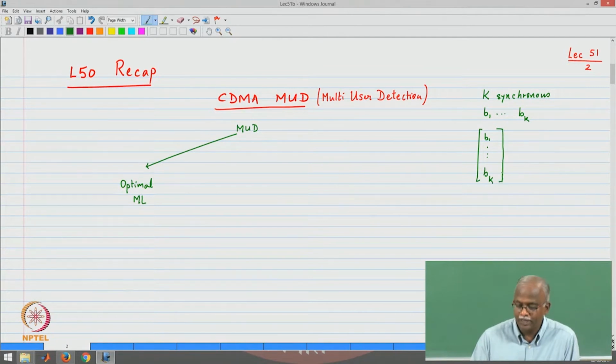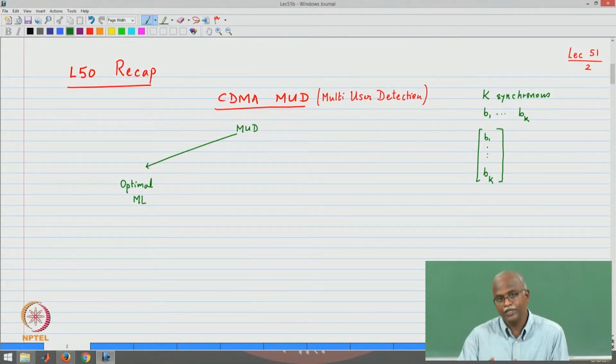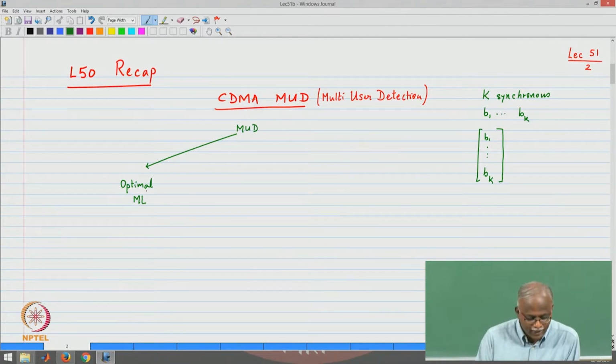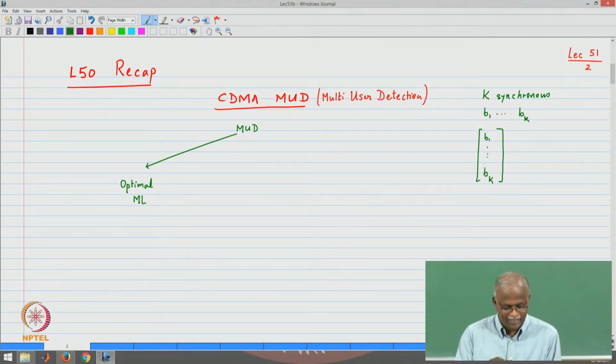That would be our multi-user detection problem statement, and we saw that the optimal solution would be the maximum likelihood solution, and it is a solution that turns out to be computationally intensive. It is exponential in complexity in terms of the number of users that are present in the system, and the complexity also increases with the size of the constellation that you are transmitting. So, this would be a receiver that we would like to use, but it is complex.